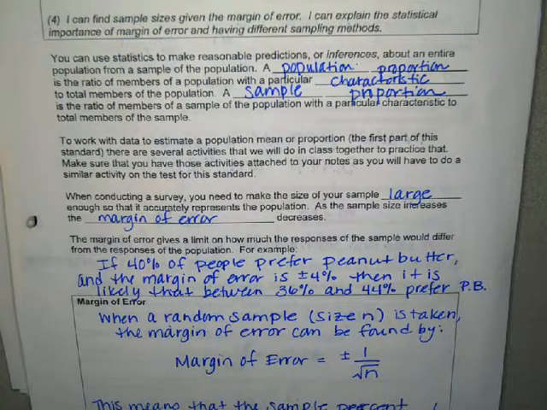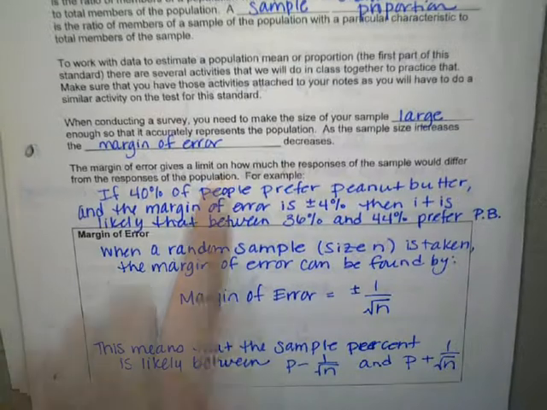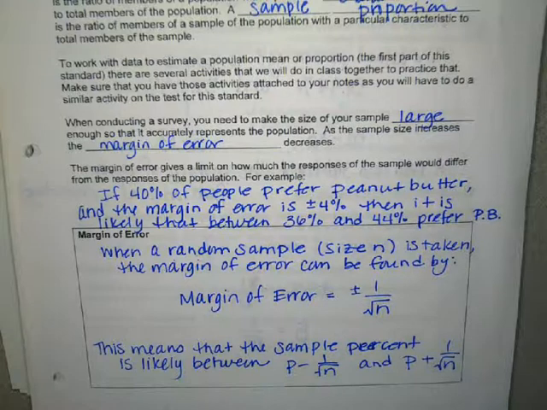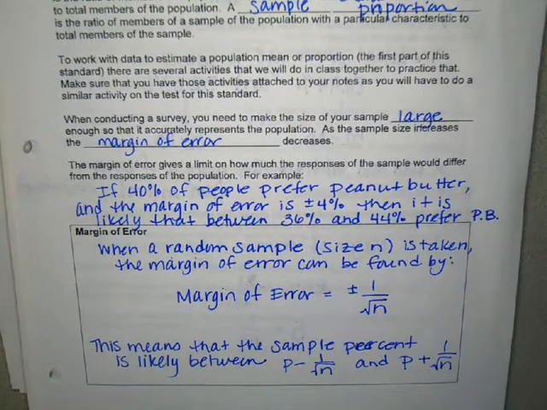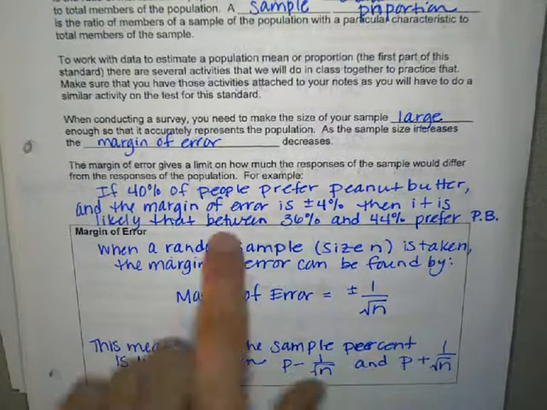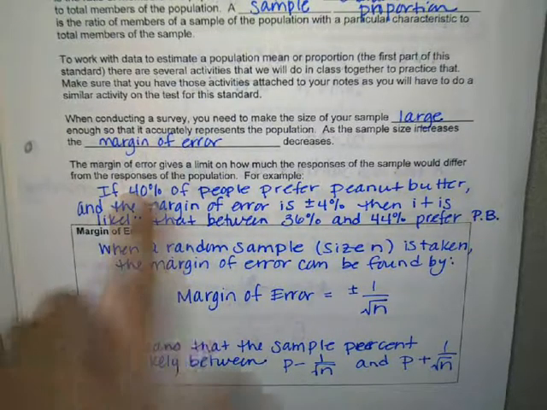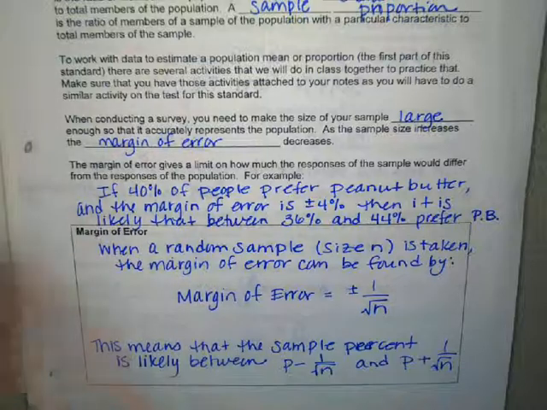The margin of error gives a limit on how much the responses of the sample would differ from the responses of the population. For example, if 40% of people prefer peanut butter, and maybe 40% of the people that you ask out of 100, and the margin of error is plus or minus 4%. What that means is that it's likely that between 36 and 44% actually prefer peanut butter. So this might not be the actual percentage. The margin of error gives you an interval that it could be between.